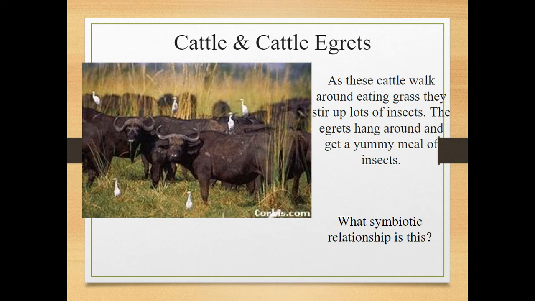The cattle and the cattle egrets. Oh, here we go. As the cattle walk around eating grass, they stir up a lot of insects. The egrets hang around and get a yummy meal. What type of relationship is that? Right, commensalism. And see, I thought I gave this one earlier. It was in here. Because the cattle don't care that the egrets are hanging around, but the egrets are benefiting because they're getting food.